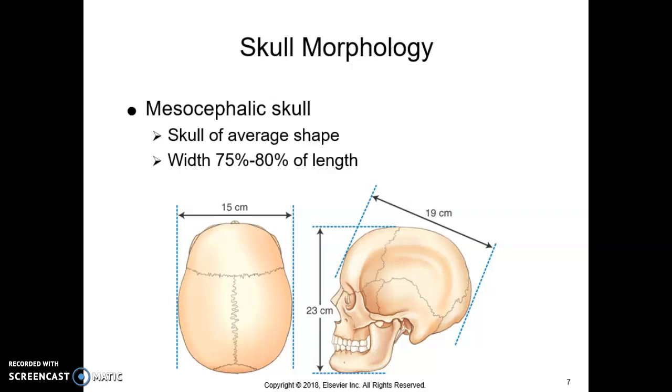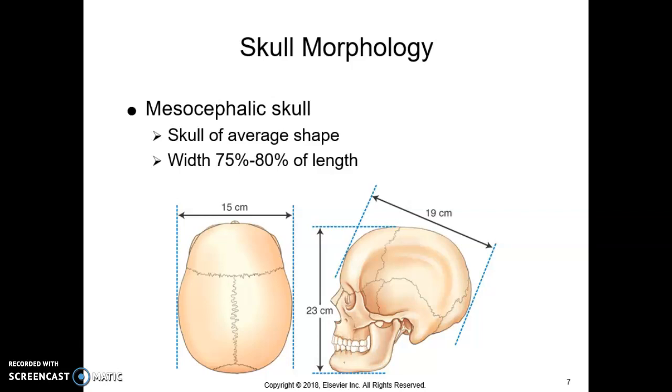The first one we're going to start with is a mesocephalic skull. This is the skull with the average shape. The width is roughly 75 to 80% of the length, and it's the most common. Like I said, it's your average. It's the one that keeps all of the generalized images of when you see a skull, that's what you think of.